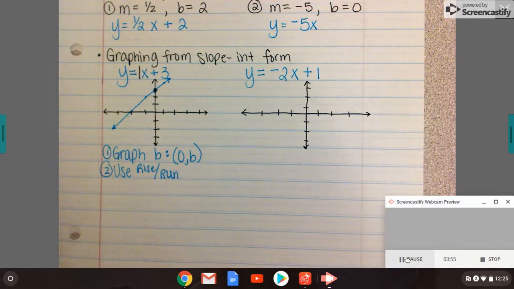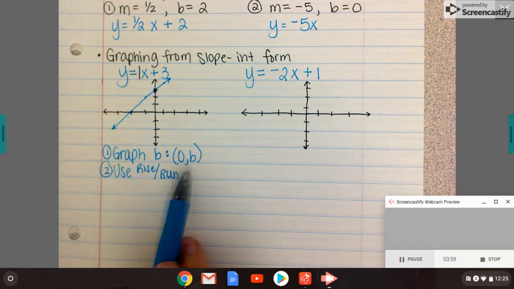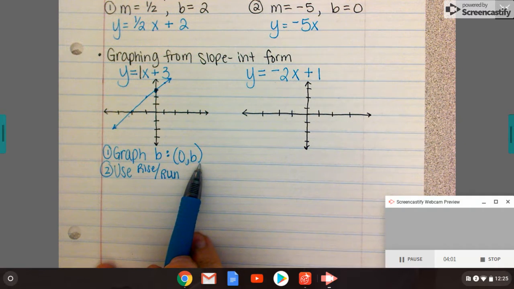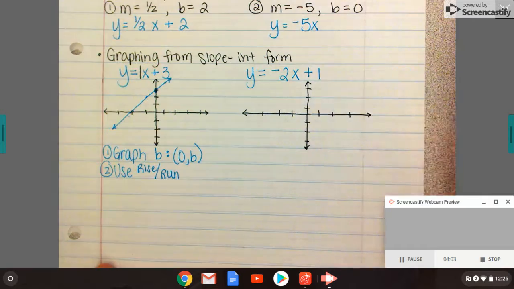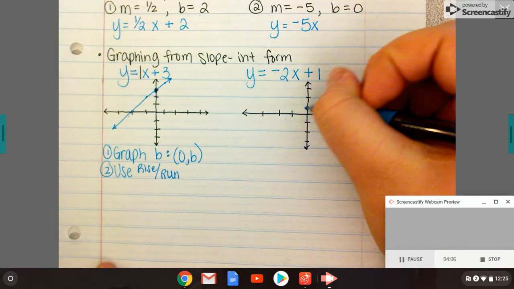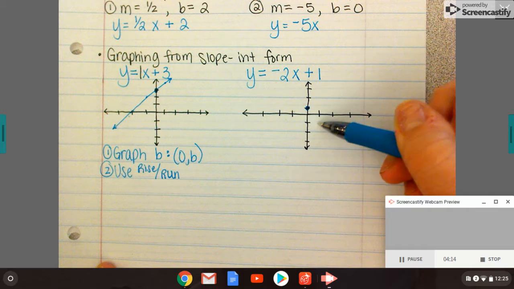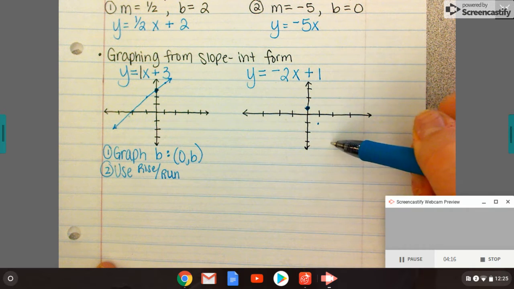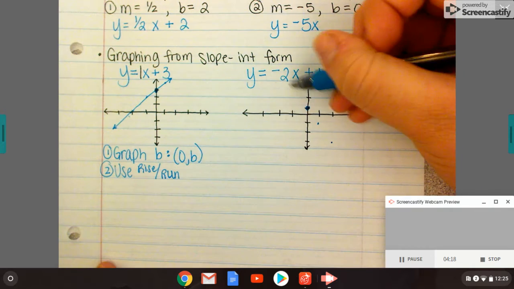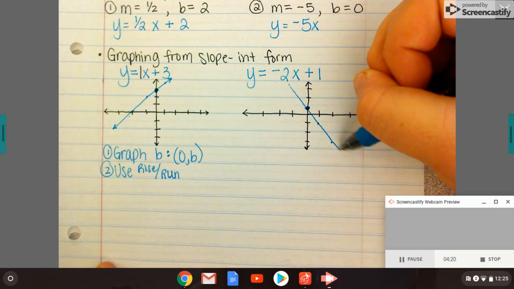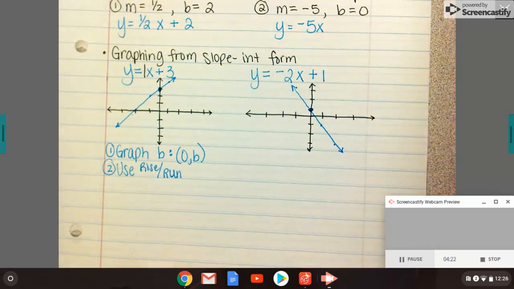All right, here's my next one. I've got y equals -2x plus 1. Our first step is to graph the point 0, comma b. So let's see, my b is 1, so that's the point 0, 1. And then my slope here is -2. So I'll think of it as -2 over 1. So that means go down 2, right 1, down 2, right 1. You can do it as many times as you want. The more that you do it, the more points that you graph, the better your line will be.